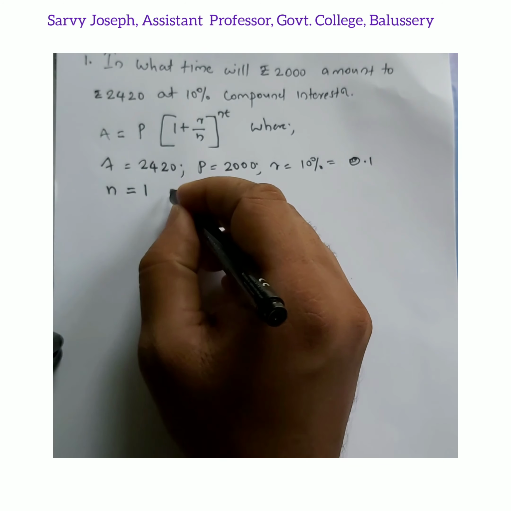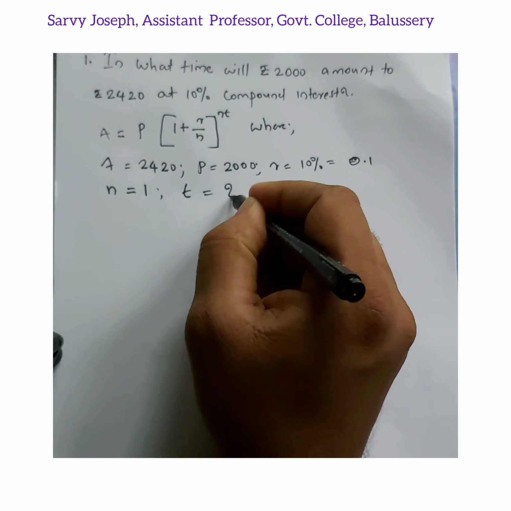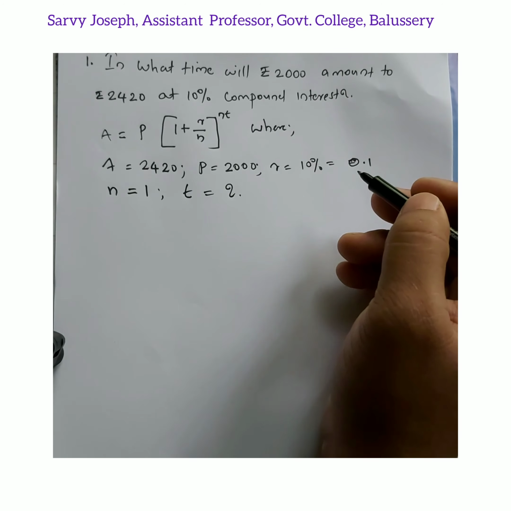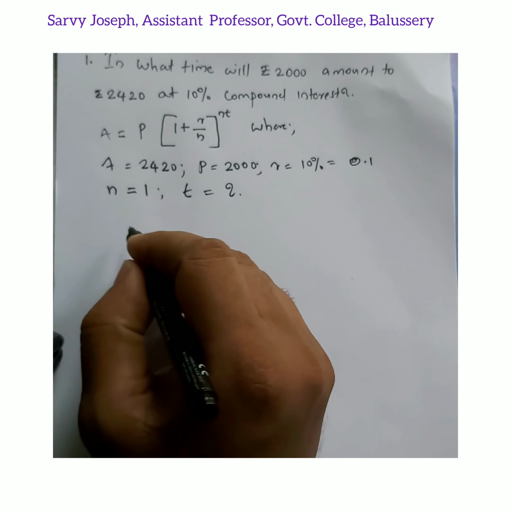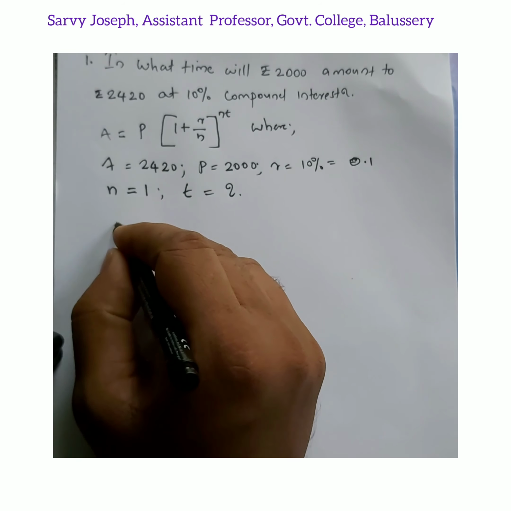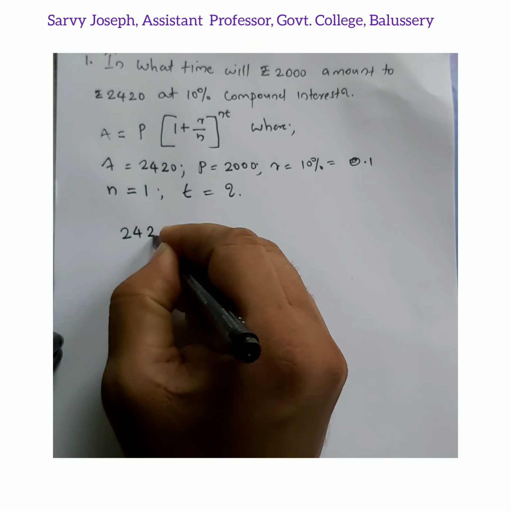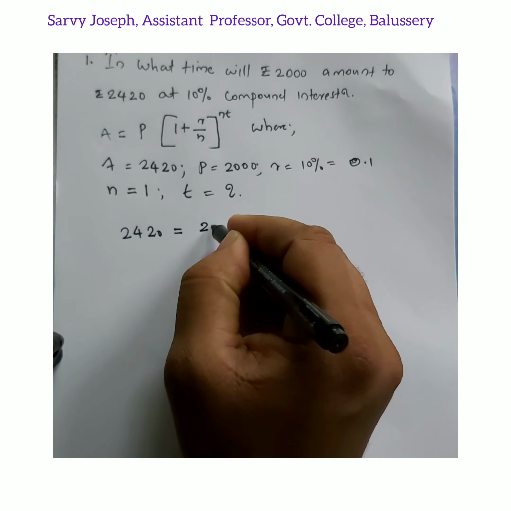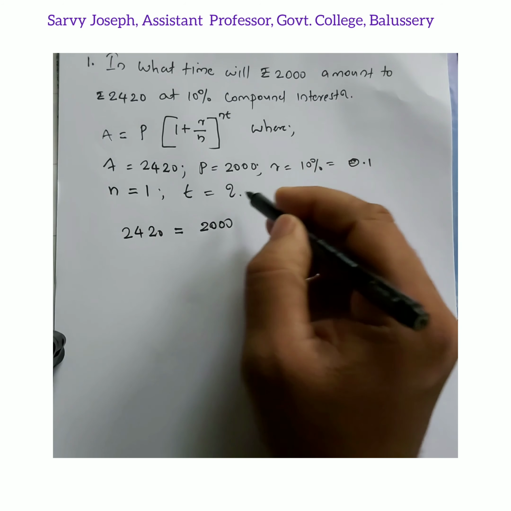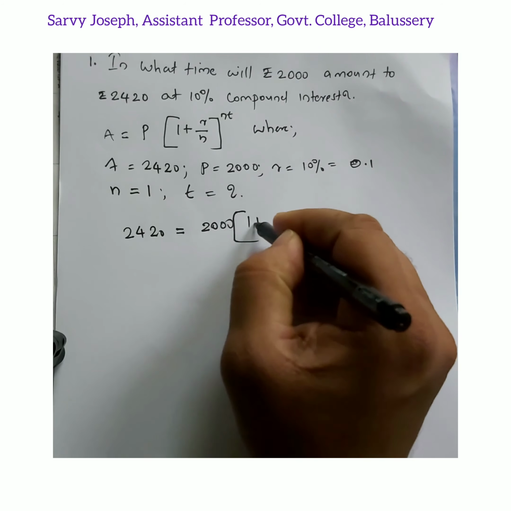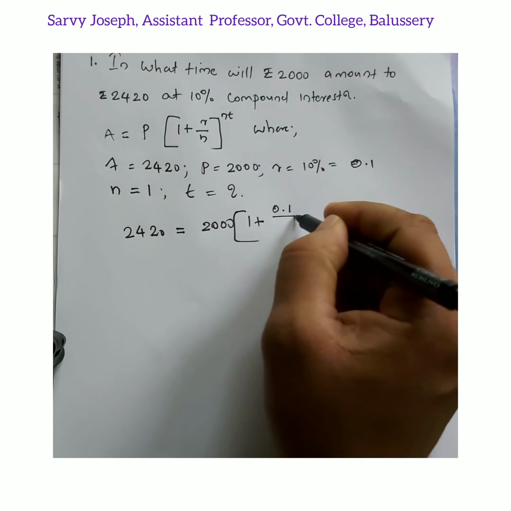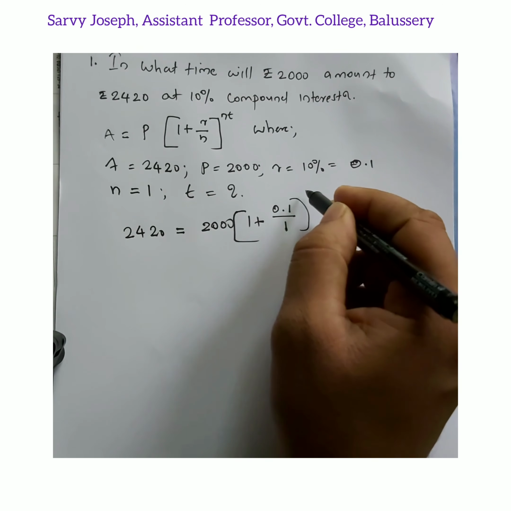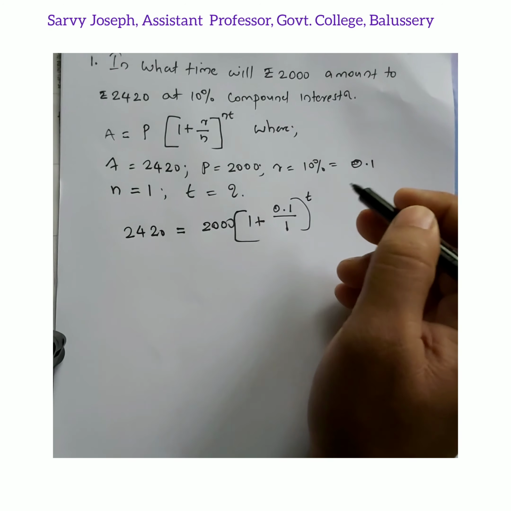Then we are asked to find out the value of T. Now let us apply the known values into that equation. A is equal to 2420 equals 2000 P into 1 plus R, decimal form 0.1, divided by 1, raised to Nt. N is here 1, so let us write T only here.